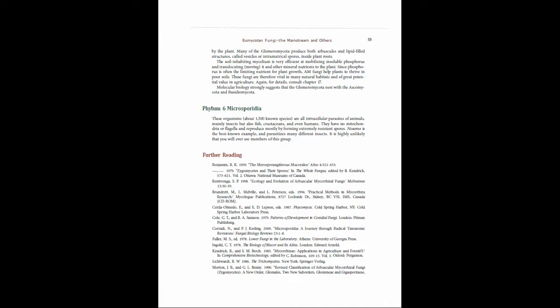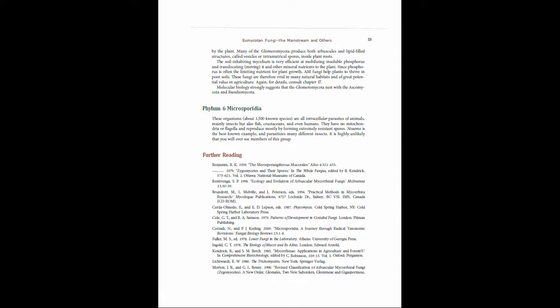The soil-inhabiting mycelium is very efficient at mobilizing insoluble phosphorus and translocating, moving, it and other mineral nutrients to the plant. Since phosphorus is often the limiting nutrient for plant growth, fungi help plants to thrive in poor soils. These fungi are therefore vital in many natural habitats and of great potential value in agriculture. Again, for details, consult Chapter 17. Molecular biology strongly suggests that the Glomeromycota nest with the Ascomycota and Basidiomycota.